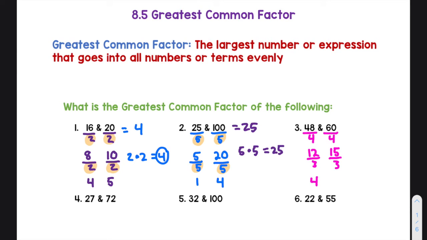12 divided by 3 is 4. 15 divided by 3 is 5. Is there a number that goes into 4 and 5? No, there's not. So the procedure now ends. How am I going to find the GCF, or the greatest common factor? I divided by 4 first, and then I divided by 3. So what we're going to do is multiply those factors, 4 times 3, to get 12. That tells us that 12 is our GCF. It's the largest number that goes into both 48 and 60.